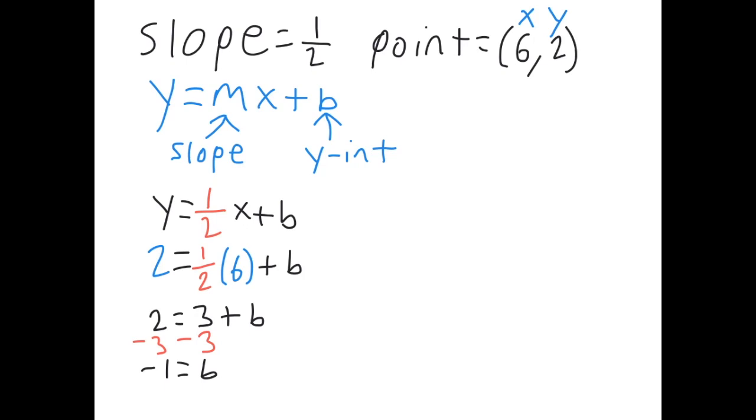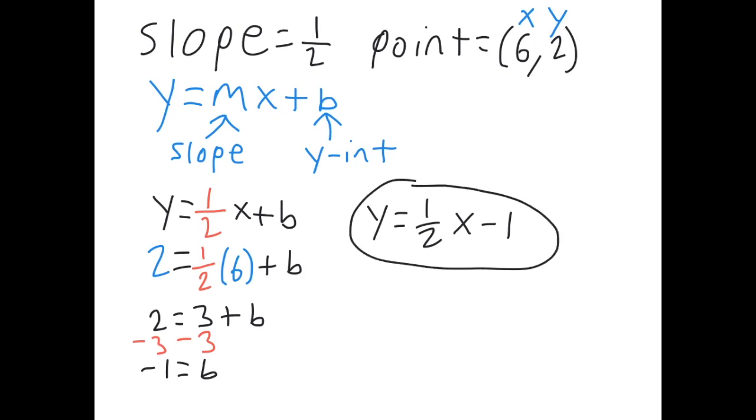So y equals, the slope was 1/2, x plus, now the y-intercept was -1, so plus -1, or we can just say -1. And this is our final answer. So after we find out what b is, we have to go back into the original equation and plug in the slope and the y-intercept, the m and the b. Notice we don't plug the x and the y that we used in this equation back in. The x and the y stay x and y.